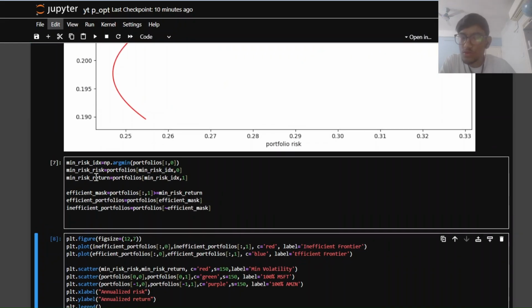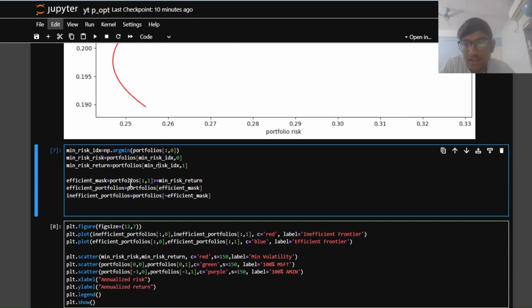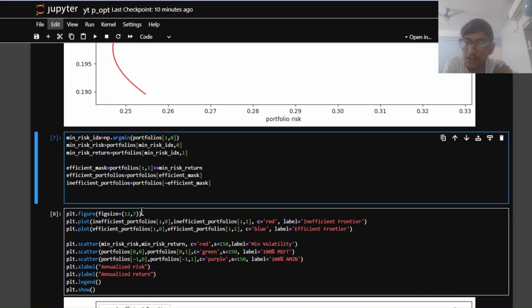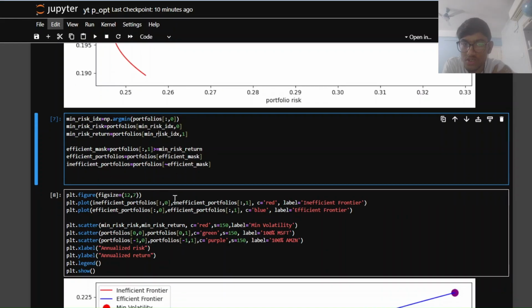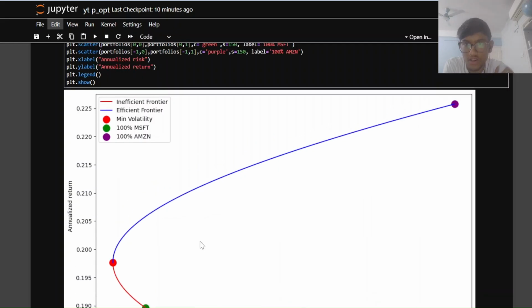So I've pasted these two cells. Basically, the first cell figures out what portfolio is our minimum risk portfolio and gets its risk and return. And then we use it as a mask to find all the portfolios which have a return higher than this minimum risk portfolio return, right? And we get our two divisions, which are efficient portfolios and inefficient portfolios, right? And then we just plot it, and it would be something like this, as we have discussed before.